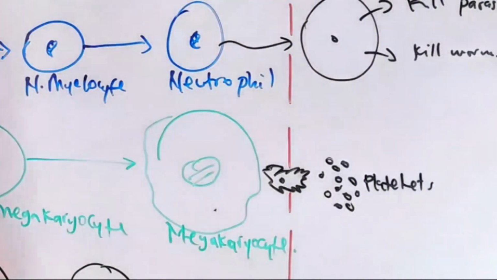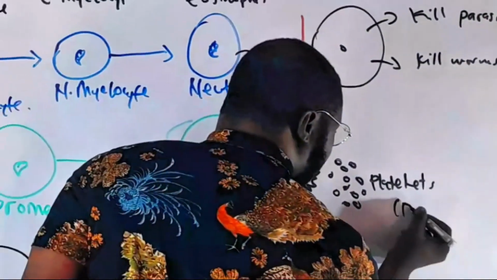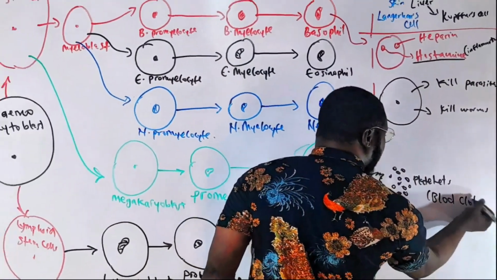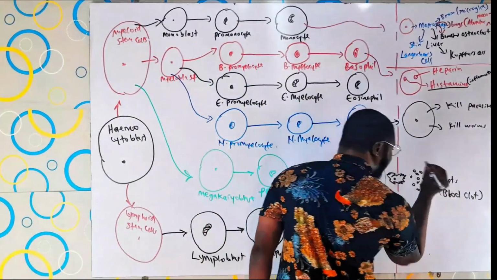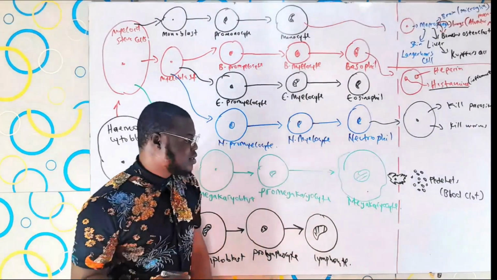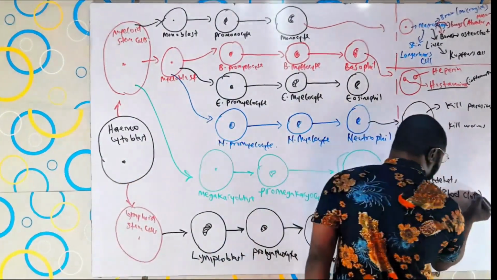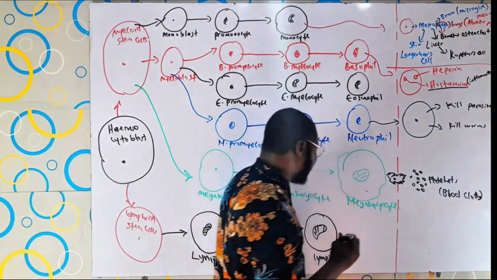The function of platelets is blood clotting. They help to clot our blood, so they prevent blood loss generally. So, blood clotting.